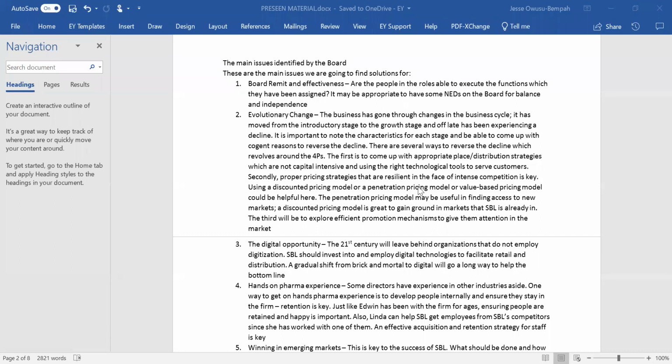So there are different pricing strategies that SBL can deploy in order for them to gain ground in the market they are in. It's very, very important. Now, you tailor your pricing to the market. So, for example, in Ghana, if SBL wants to penetrate a certain market, let's say the market in Sierra Leone, right? One of the things they could do is use a penetration pricing model to be able to, at least, gain some ground in the market.